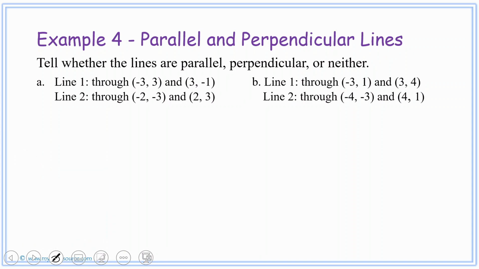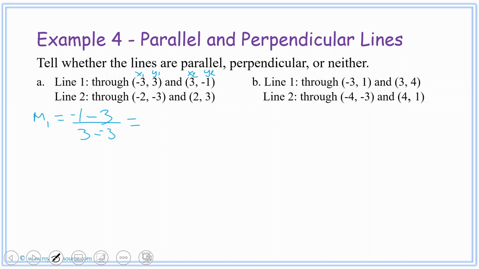All right, for part A, it says line 1 and line 2. We want to see if these two lines are parallel. So let's start by finding the slope of line 1. We could say M1 for line 1. So M1 would be equal to, well, let's just label these first. And so we have M1 is going to be negative 1 subtract Y1, which is 3, over X2, which is 3, subtract negative 3, which is X1.